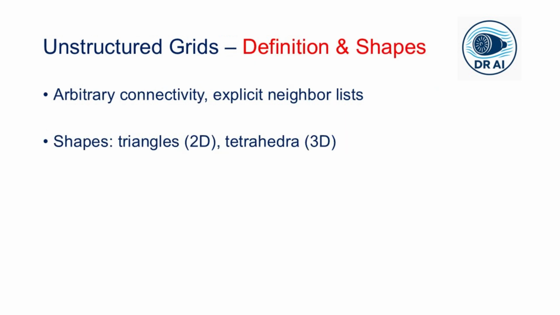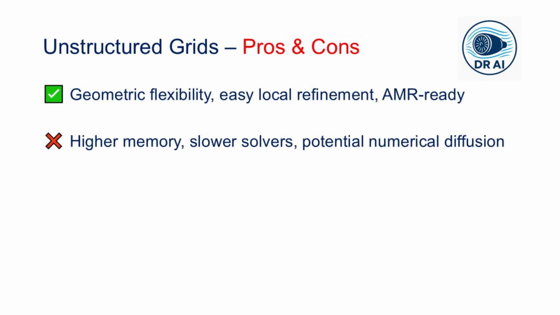Now let us discuss the unstructured grids. Here the connectivity is arbitrary. Each cell can have a different number of neighbors. We must store a list of which nodes belong to which cell and which cells neighbor each other. As far as the shapes are concerned, we have triangles in 2D and tetrahedra in 3D. Sometimes pyramids or prisms are used as transitional elements. Tetrahedra can also fill any volume automatically.